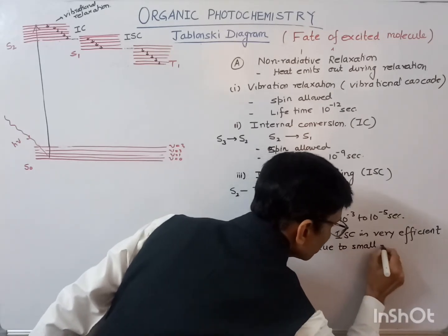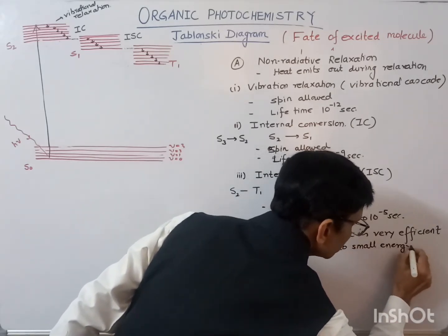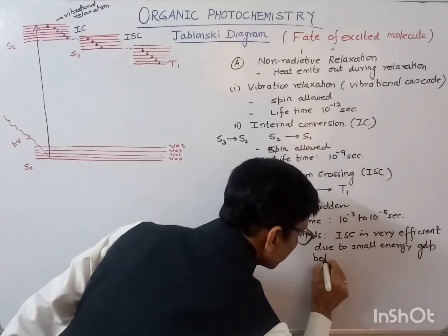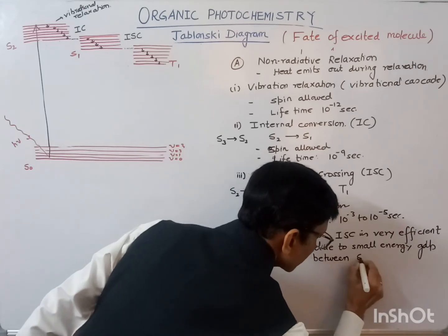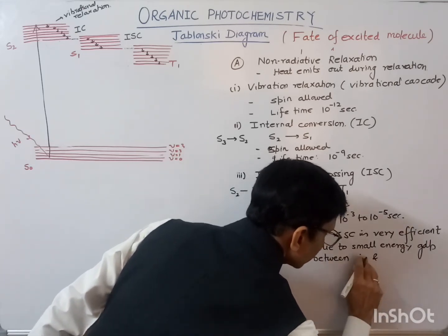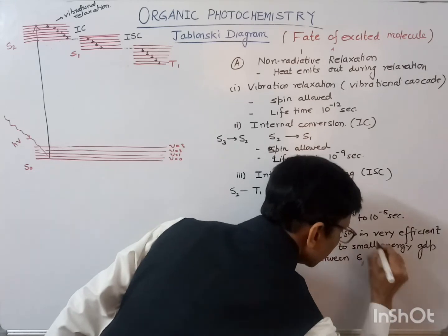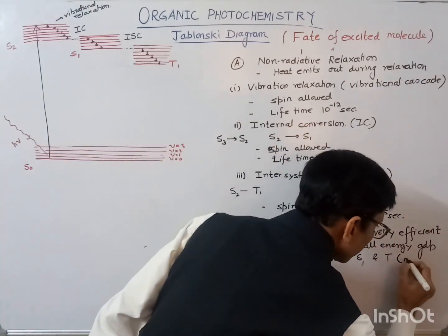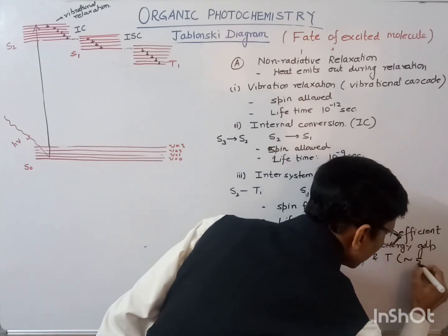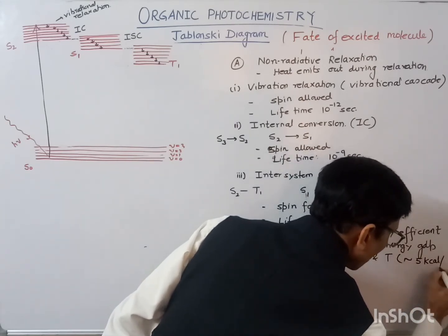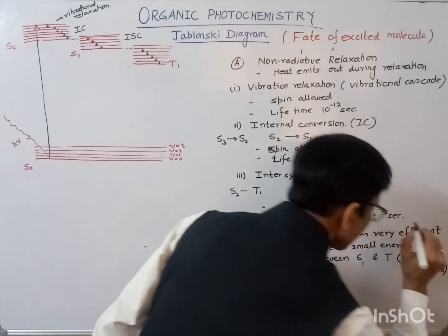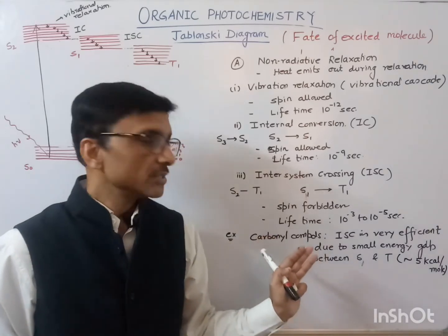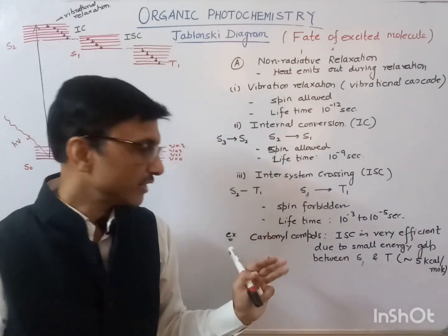between S1 and T1, or you can say the small energy gap between S and T. Okay, and this energy gap is around 5 kilocalorie per mole only. So this is the reason that due to the small energy gap, in carbonyl compounds intersystem crossing is very efficient.